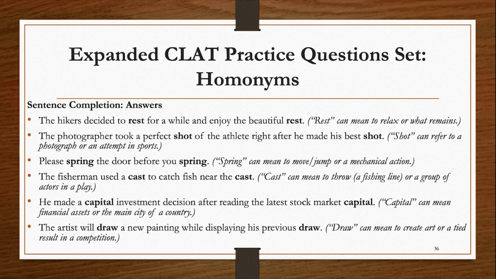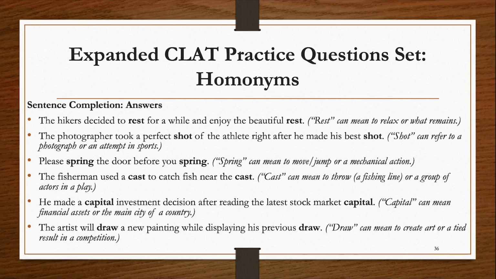The fisherman used a cast to catch fish near the cast. Now cast can mean to throw a fishing line or a group of actors in a play. Now, he made a capital investment decision after reading the latest stock market capital. Here capital can mean financial assets or the main city of the country.